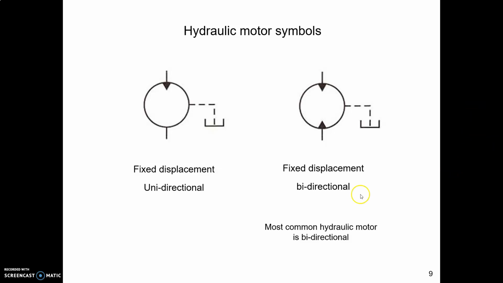It's very common to have a bidirectional hydraulic motor, as we saw in that first slide where there were two oil ports, and you could have either one the input port and either one the output port. So if you have a hydraulic motor like that, which you probably have, you use this symbol. It's got an arrow pointing in on each end. That's a bidirectional motor.